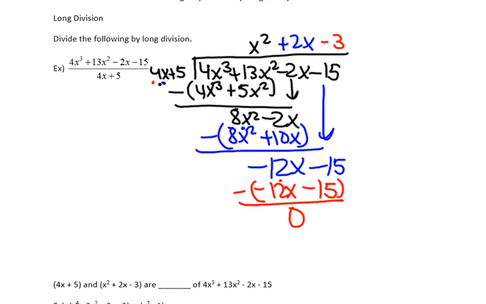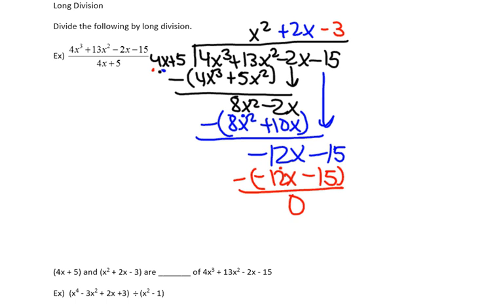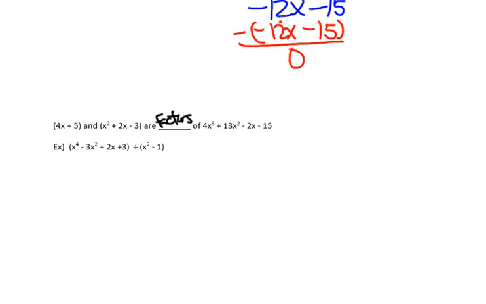Okay. So we know then for a fact that 4x plus 5 and x squared plus 2x minus 3 are factors of the polynomial. And again, we know that because the remainder, when I divided, is 0. Okay, so let's take a look at one more long division problem. Now again, notice there are some missing terms. I'm going to put in zeros as placeholders.